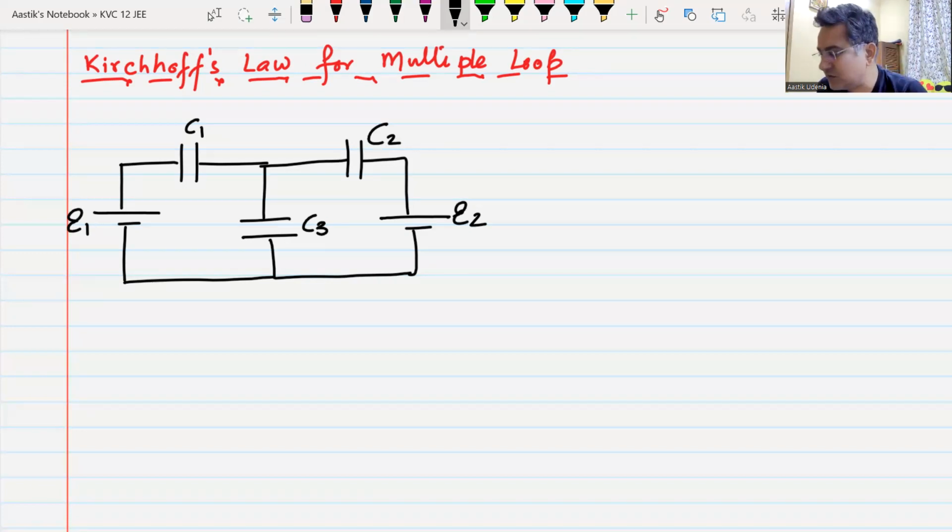How am I going to solve a question which has two loops like this? It could have three loops, it could have five loops, doesn't matter. How are we going to solve a question like this? Any idea, anyone?